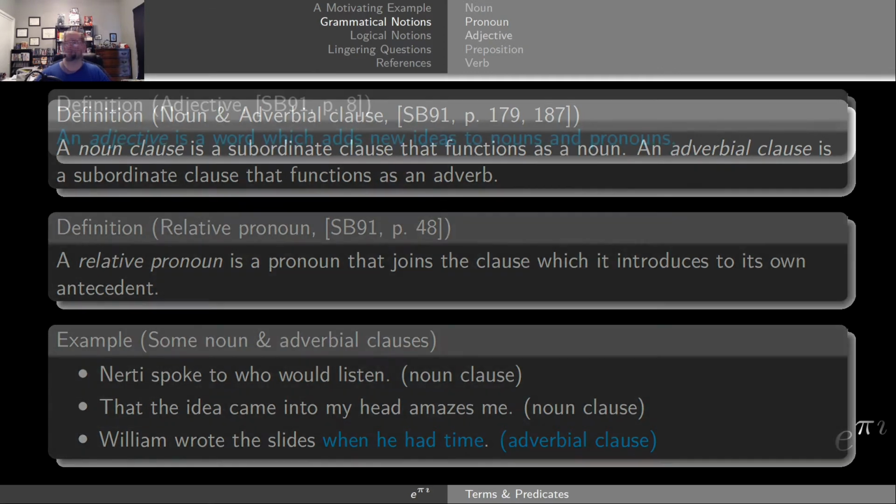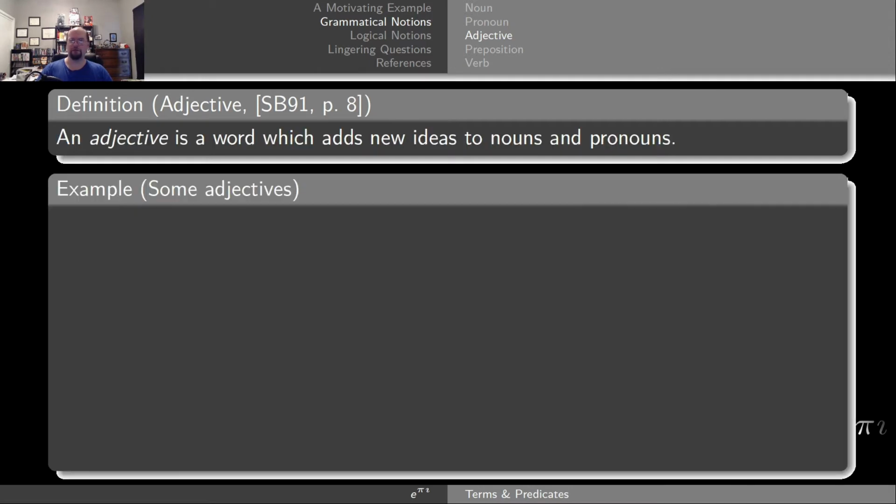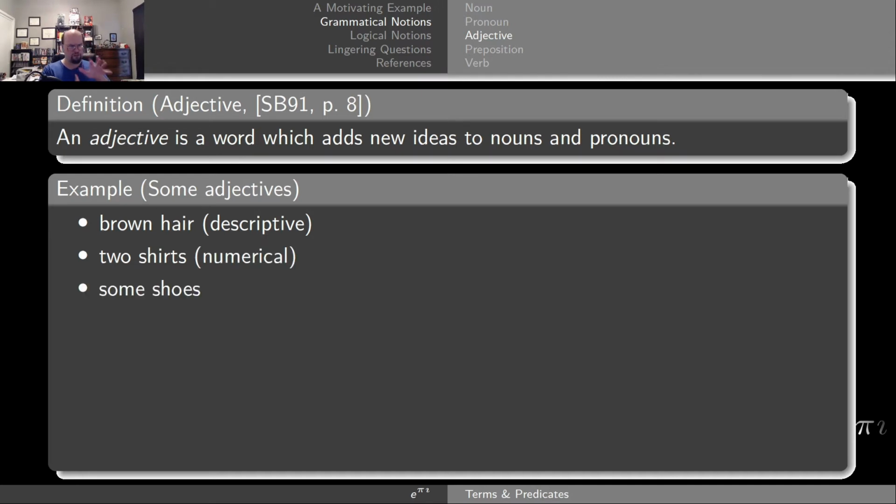The next part of speech to discuss would be the adjective. An adjective is a word which adds new ideas to nouns and pronouns. For instance, consider this. Brown hair. Brown is describing the color of my hair, thus it is describing my hair further, making it a descriptive adjective. Two shirts is listing off the number of shirts that I have, consequently it is a numerical adjective. Some shoes is stating that there's some quantity of shoes. It's indeterminate, but it's actually stating that there is a quantity to talk about, hence this is a quantitative adjective.